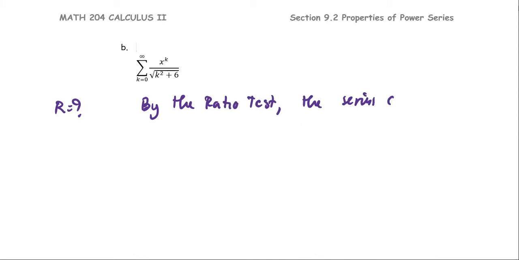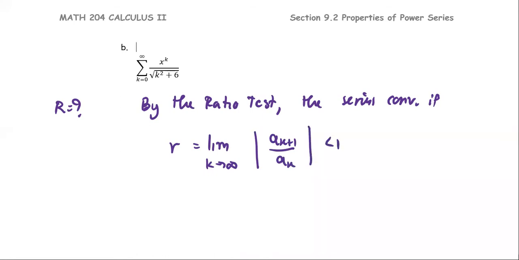Part B. We have the series the sum of x to the power k divided by the square root of k squared plus 6, from k equals 0 to infinity. To find the radius of convergence, by the ratio test, the series converges if r equals the limit as k approaches infinity of the absolute value of a_{k+1} divided by a_k, less than 1.